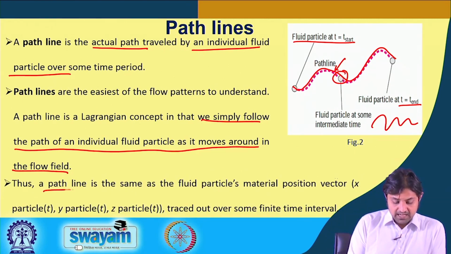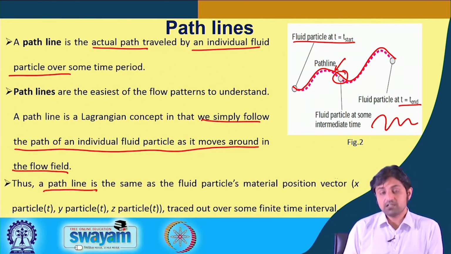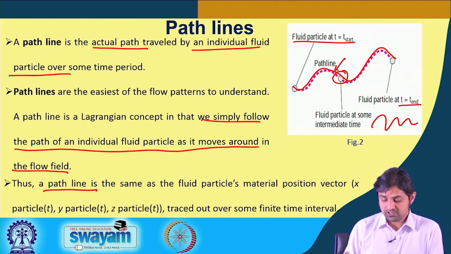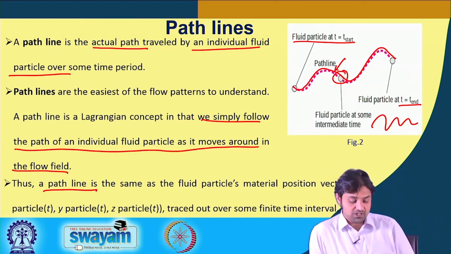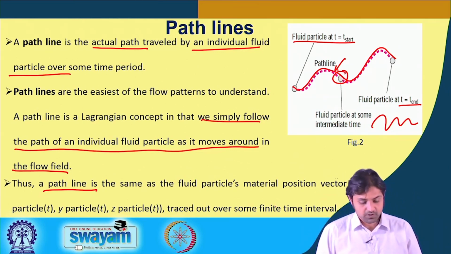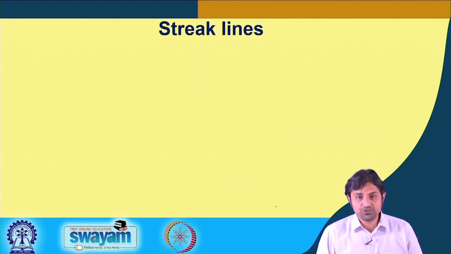So, a path line is the same as the fluid particle's material position vector, x particle, y particle and z particle as functions of t, traced out over some finite time interval. So, we integrate and we can obtain that. Okay. Moving to the next concept, streak lines.